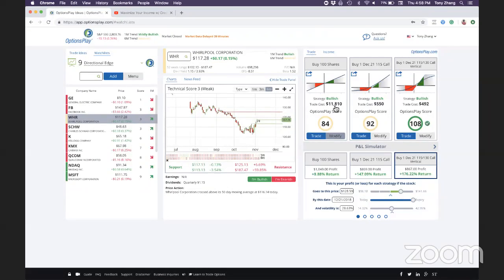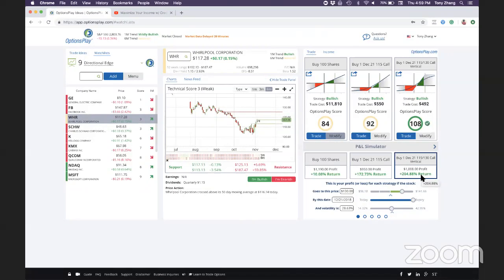Buying 100 shares of Whirlpool is $11,000. Did we look at this example already? No, I don't think so. $11,000 to buy 100 shares of Whirlpool, $550 to buy a one call contract, so about 5% of that, and then buying a call spread, $492. So this is really where I said I think the stock can easily go to about 130. As you can see, if I bought the stock, 10% return. Call option, 172% return, which is certainly nothing to laugh at. But if you bought this call spread, 204% return.